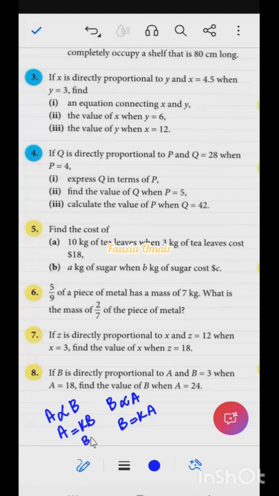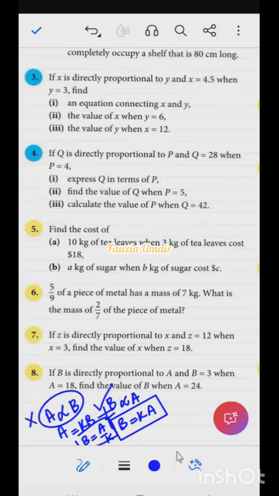You can see from this b is a by k, and here b is equal to ka, so they are definitely not equal, right? So it means that order matters in proportion. If it is written b is directly proportional to a, you cannot say a is directly proportional to b. This is wrong. This is the correct way of writing: b is directly proportional to a. I hope this point is clear, right?